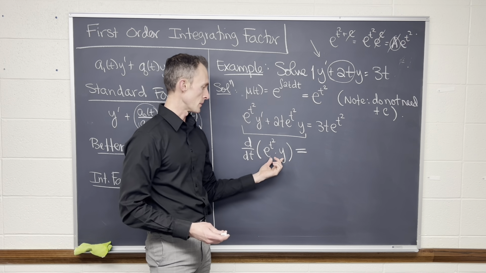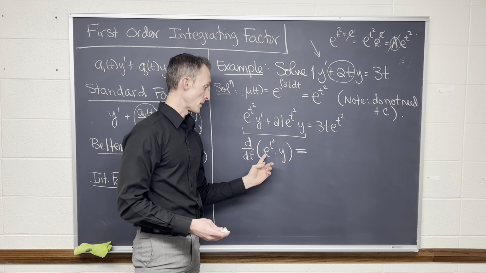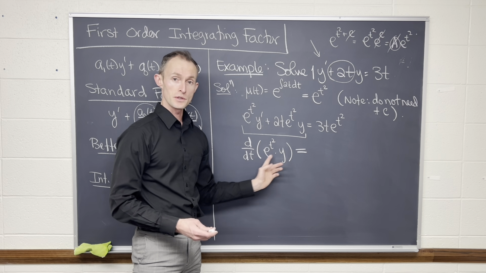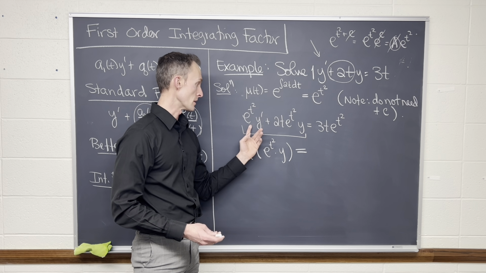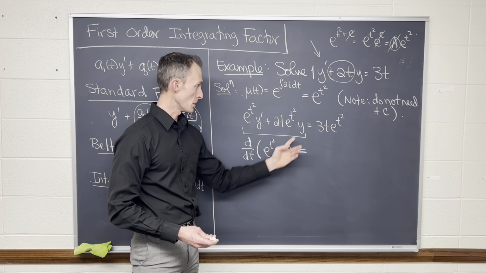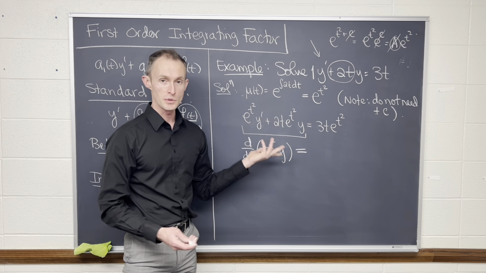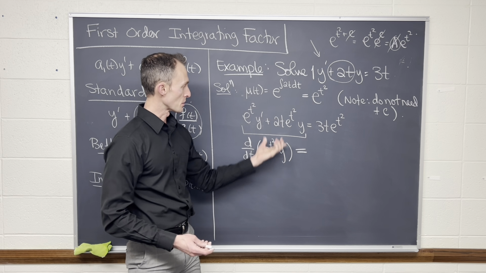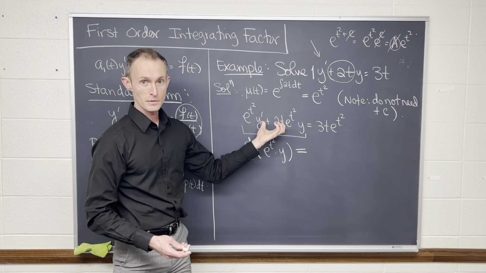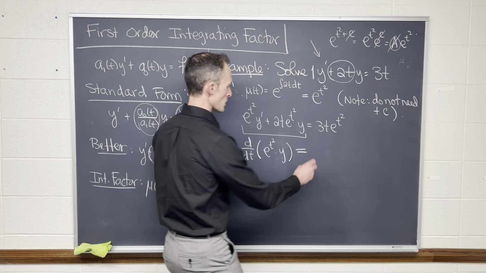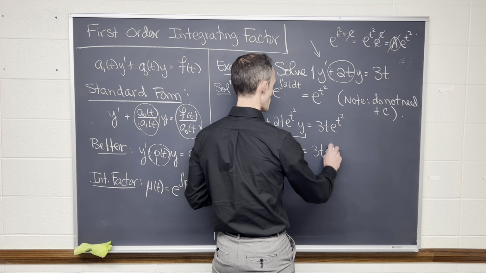Well, how would I do this? I would do the product rule. Okay, so it would be first term times derivative of the second, so e to the t squared y prime, there it is, plus second term y times the derivative of e to the t squared, which is e to the t squared times 2t by the chain rule. So the product rule tells me exactly I'm getting the right thing right here. Okay, and the right-hand side is what it is. That's just 3t e to the t squared.